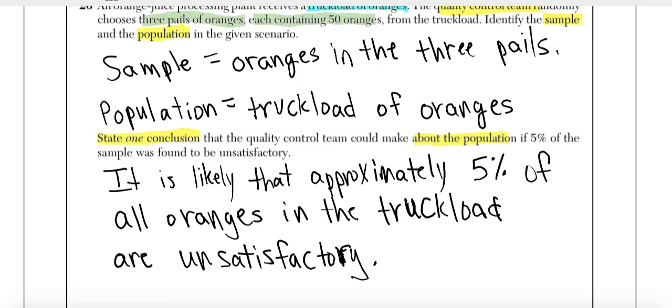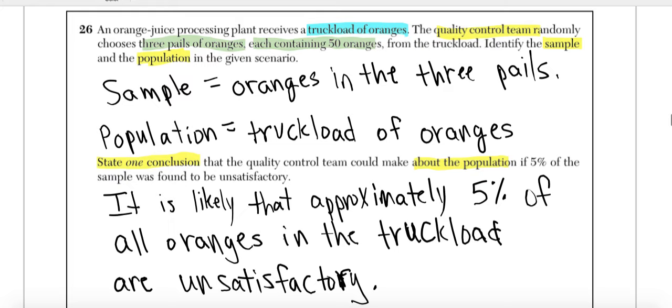So state one conclusion that the quality control team could make about the population if 5% of the sample was unsatisfactory. Well, the one conclusion is that it is likely that approximately 5% of all oranges in the truckload, that's the population, are unsatisfactory. That's the conclusion that could be made about the population if 5% of the sample was found to be unsatisfactory. There were other ones too, but I felt that was the most straightforward one. Okay, so that was it for number 26.